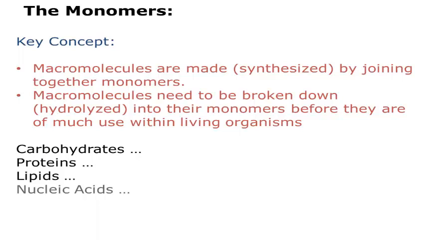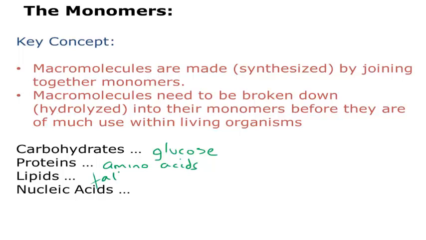As we've mentioned, the four macromolecules are carbohydrates, proteins, lipids, and nucleic acids. The monomer that makes up carbohydrates is glucose, which is of course just a simple sugar. You'll get to know its formula, and what it looks like, momentarily. The monomers that make up proteins are called amino acids.